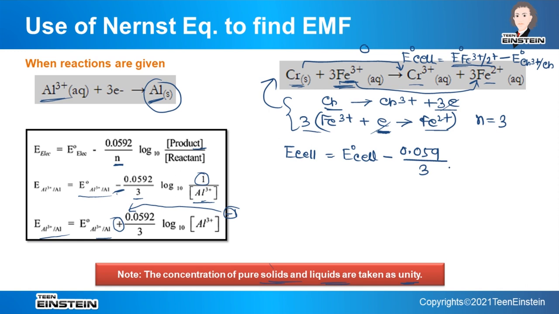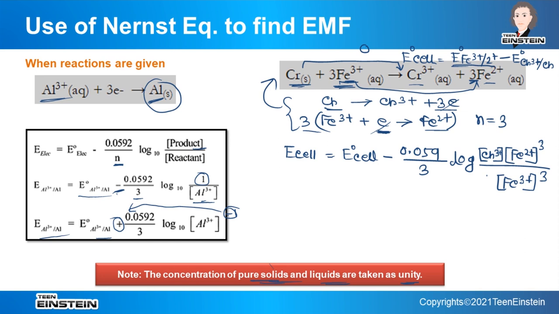So 0.059 divided by 3, then log of the concentrations of the species present on the right hand side. So on the right hand side what do we have? We have chromium 3+, so its concentration will be written, and we also have Fe2+. But see, there is a coefficient, so you have to write the power also. Divided by chromium, which is a pure solid, so it will be taken as unity, and Fe3+, which we have to write with power 3. So this will be the Nernst equation.